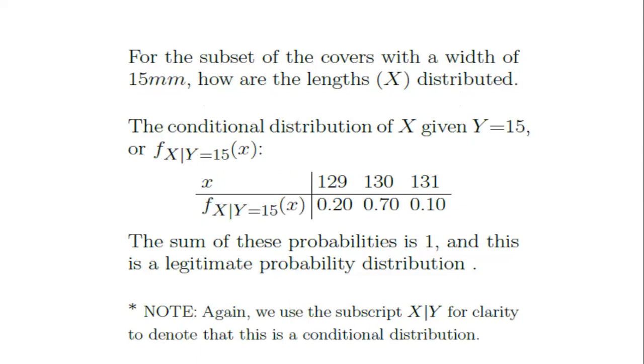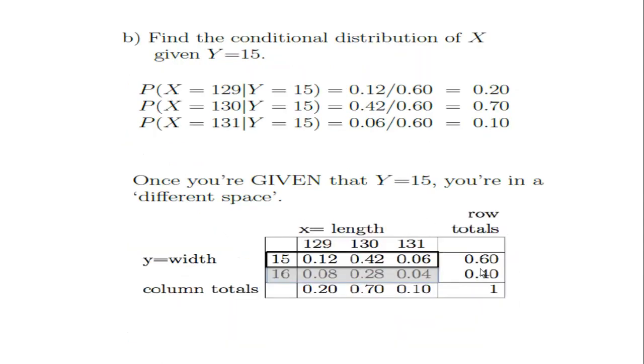If I am saying that my condition is that the width of the cover is 15 centimeter or millimeter, whatever, then all possible conditionals in which I can apply this condition should sum up to one. After all, it's a probability, right? Now let's see the marginals that we calculated. Marginals for one particular variable also sum up to one. Like 0.6, 0.4 is the marginal for the width, and 0.2, 0.7, 0.1 is the marginal for the length. This sums up to one, and this sums up to one.